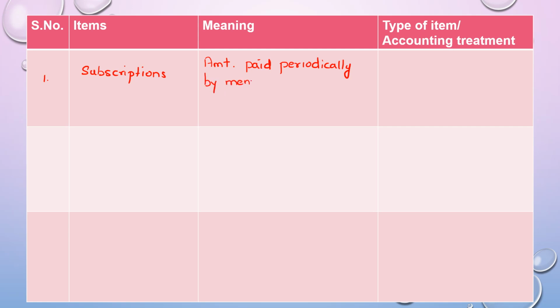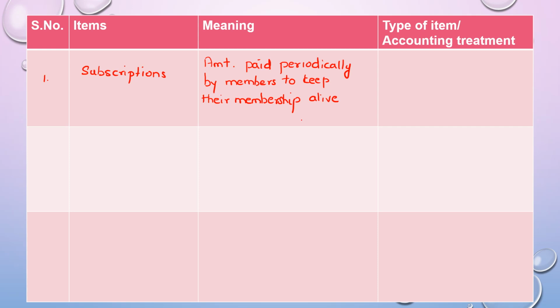means on some regular basis by the members. Those who have become the members of the not-for-profit organization pay these amounts periodically. Why? To keep their membership alive, so that they continue to be the members of the NPO and they can avail the services which are being rendered by the NPO. That is subscription. For detailed discussion, please do watch that video on subscriptions.